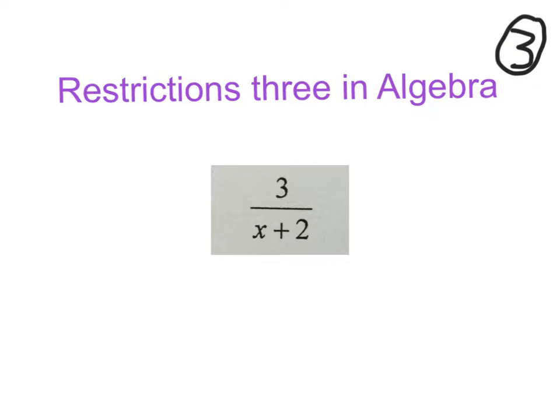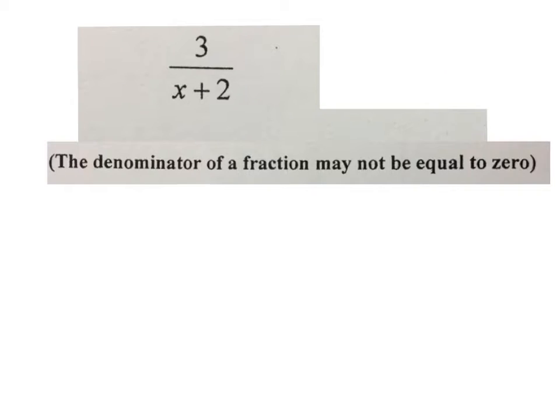Good day. This is the third video on restrictions in algebra. In this case, we're going to look at a fraction, and the moment we have a fraction with a variable in the denominator, there is a restriction. The restriction says that while you are doing calculations in algebra, if you run into fractions with variables in the denominator at the bottom, you must bring in the restriction.